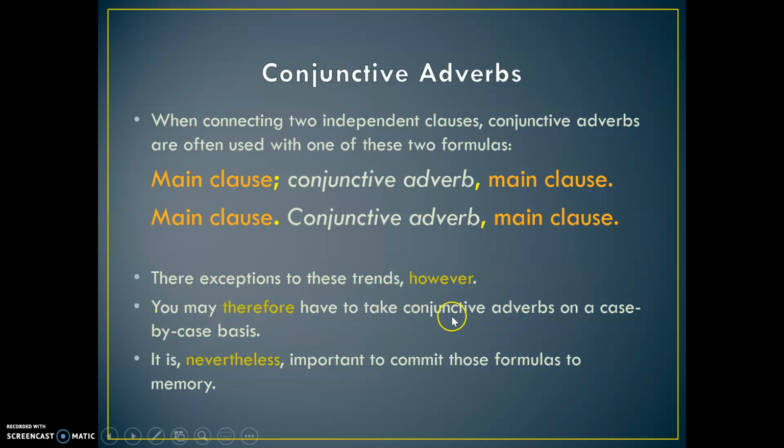You may therefore have to take conjunctive adverbs on a case-by-case basis. So in this case, there is no comma setting that off because it's right in the middle of the clause. In this case, though, it is nevertheless important to commit these formulas to memory. We have it set off by commas again. I think it's generally a good rule of thumb to set conjunctive adverbs off with commas, okay? So if you can think of it that way, that's probably a better way for you to operate than to not realize that they need to be set off by commas.